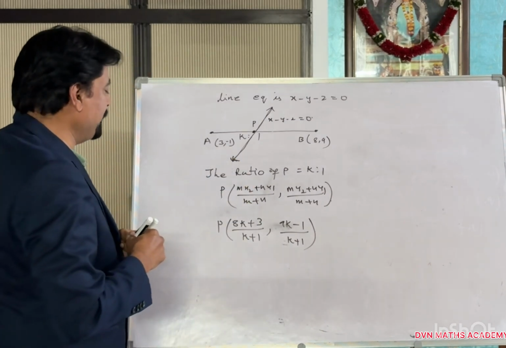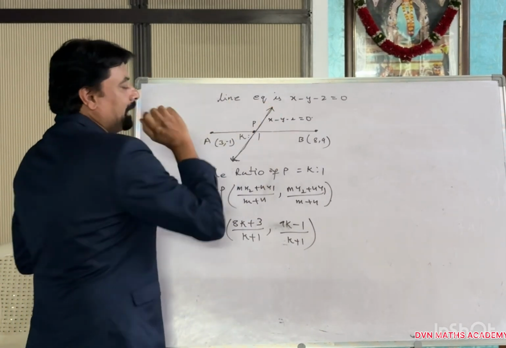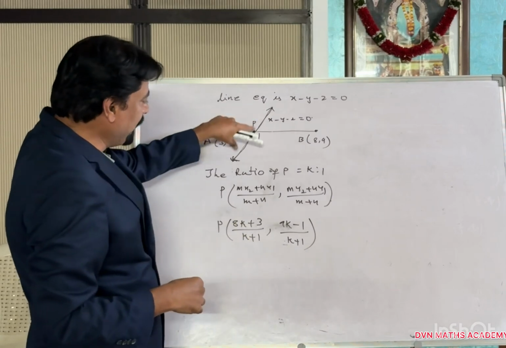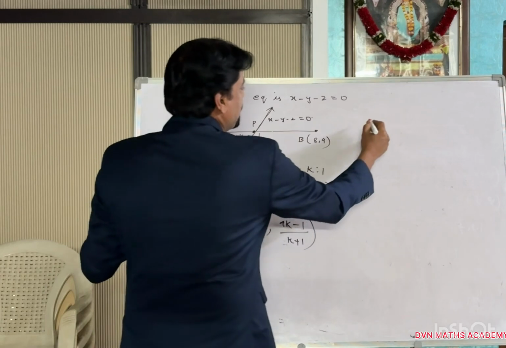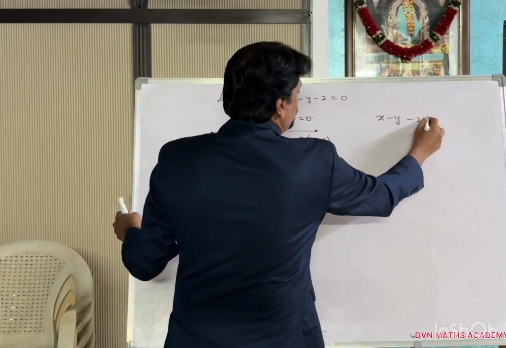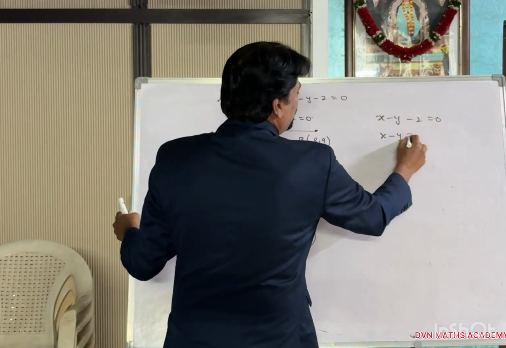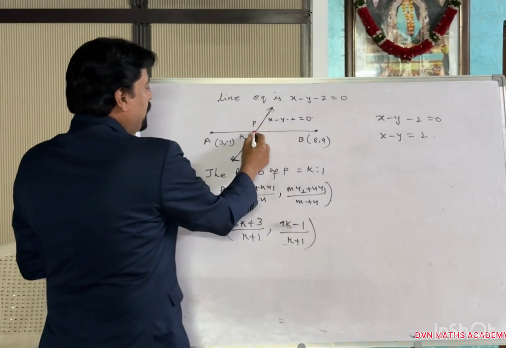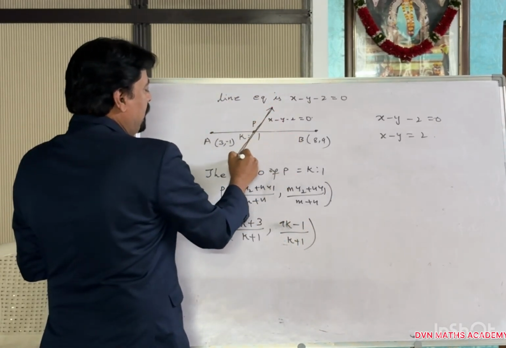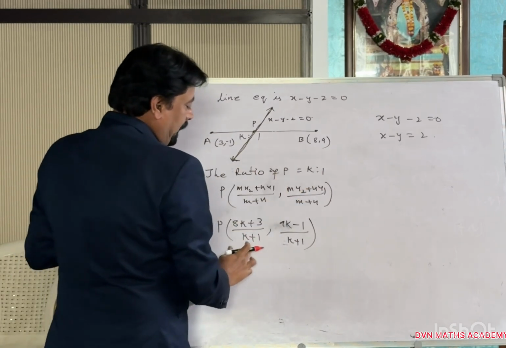So here the question is, this P lies on this line equation. So it needs to satisfy this equation. The equation is x minus y minus 2 is equal to 0, or x minus y is equal to 2. So you just put the x value and y value, since P lies on this line equation. Therefore, x is this one and y is this one.